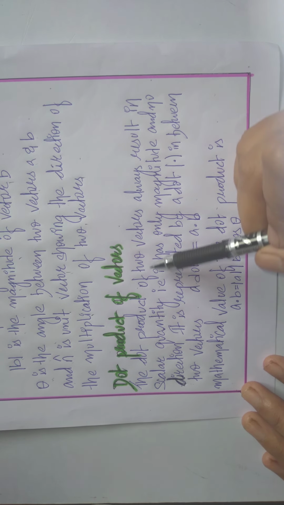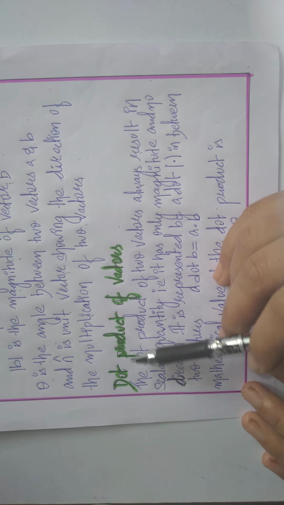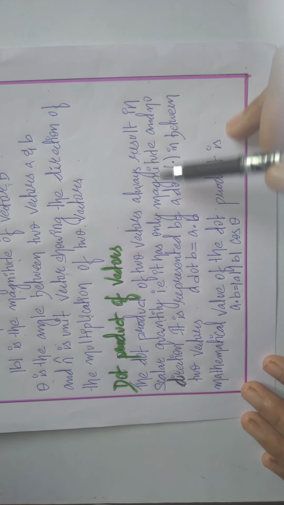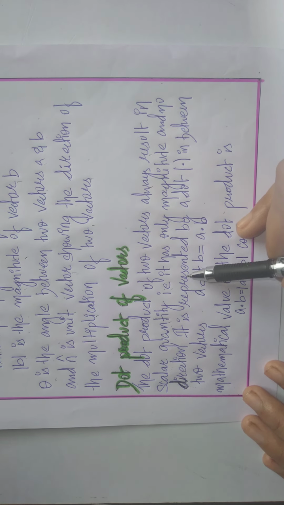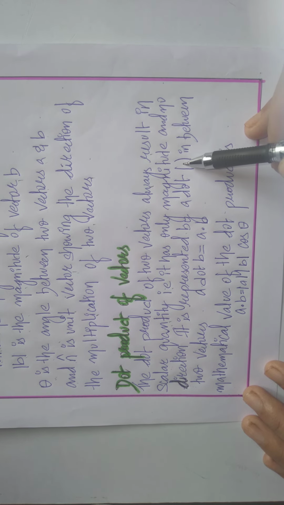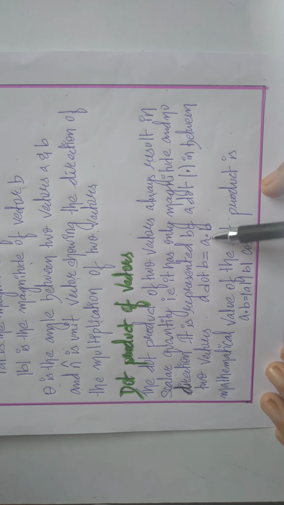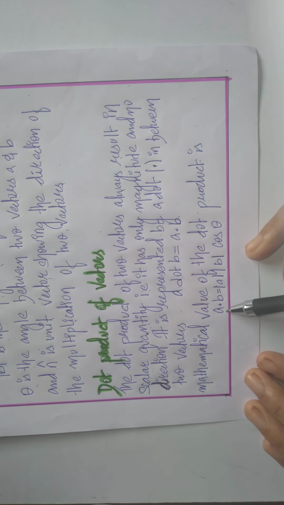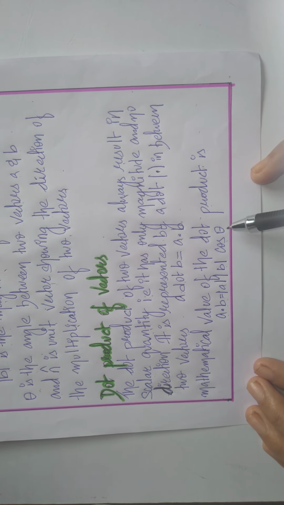Now the dot product of two vectors. The dot product of two vectors always results in a scalar quantity. That is, it has only magnitude and no direction. It is represented by a dot between two vectors. The mathematical value of the dot product A dot B equals mod of A, mod of B, cos theta.